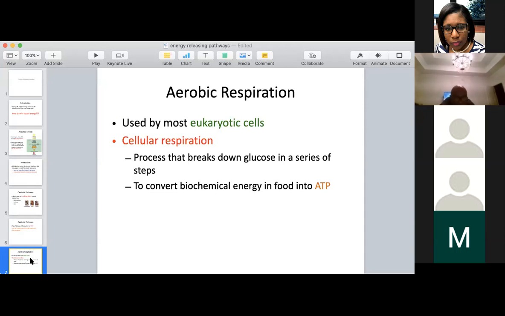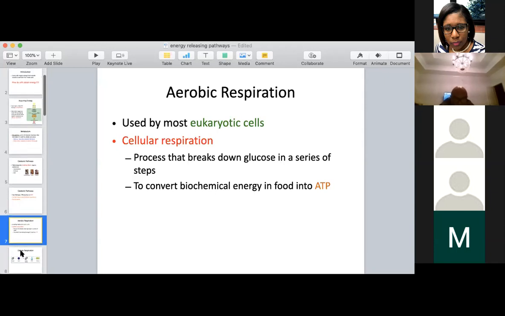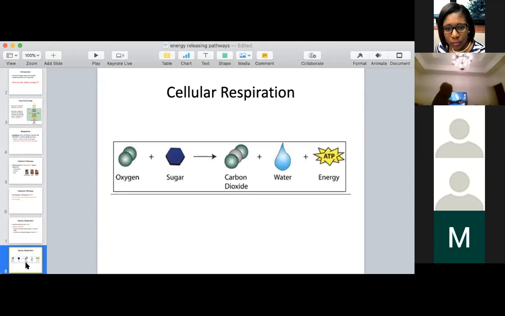Eukaryotic organisms utilize cellular respiration to break down glucose, with the end goal of producing ATP molecules. So we're essentially trying to convert the biochemical energy that's found in our foods into a usable energy form, ATP. As the name suggests, aerobic respiration requires oxygen.